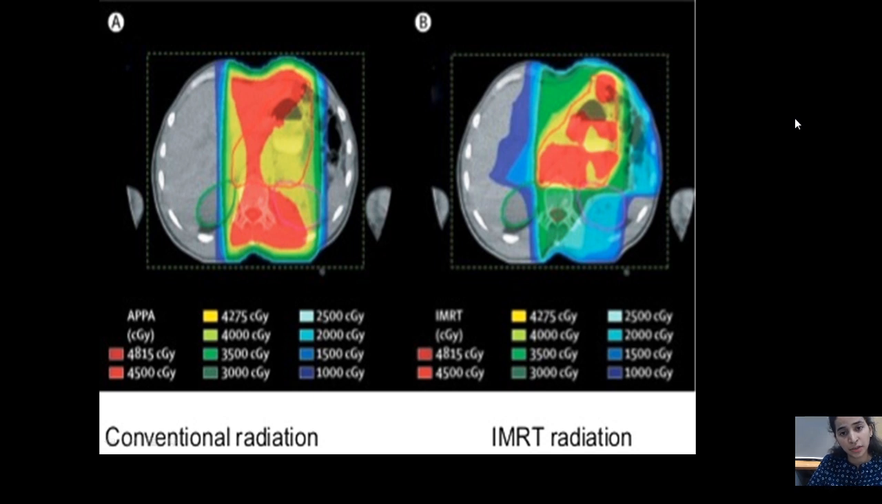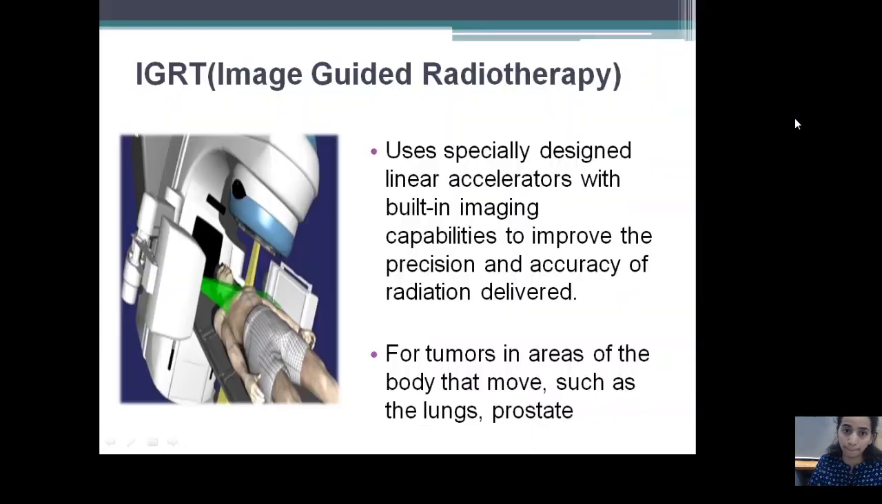So this is conventional radiation therapy, in which this is the IMRT. In IMRT, you can see we have modulated the radiation therapy. The red one is the highest amount of radiation that we want to give, like that.